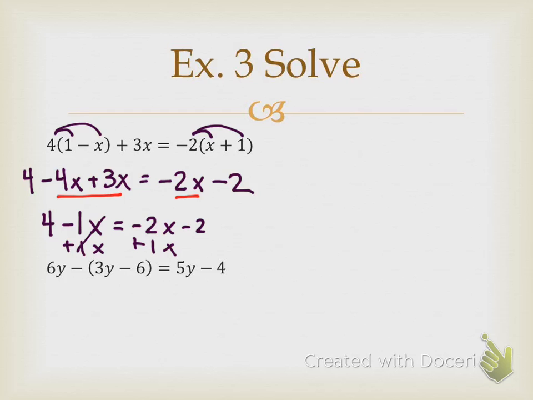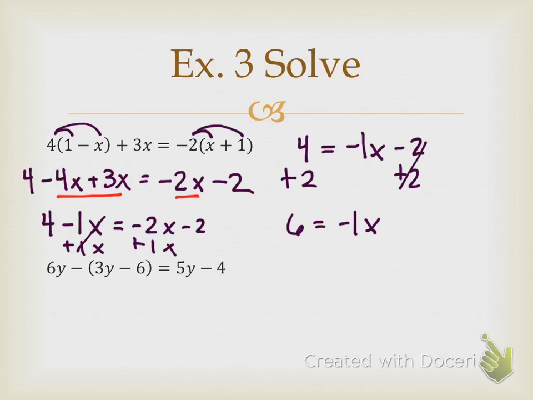Now, if you say, wait a second, I wanted to add 2x, try it out. See if you get the same answer as us, because you should, as long as you do your math correctly. So now I have 4 equals, what's -2 plus 1? 1x. -1x minus 2. Now, because I did that, I need to add 2 on both sides, and I get 6 is equal to -1x.